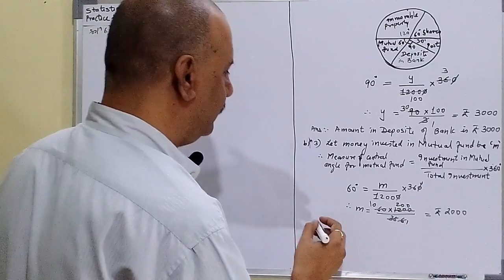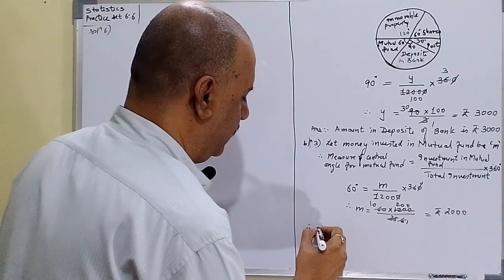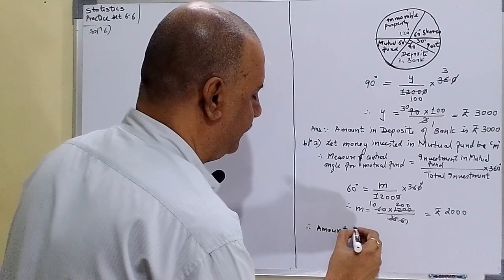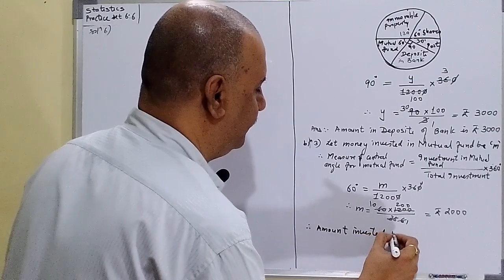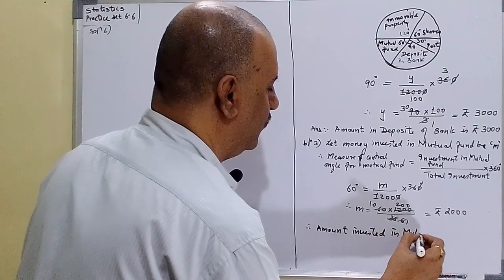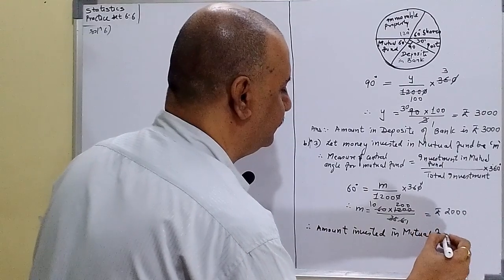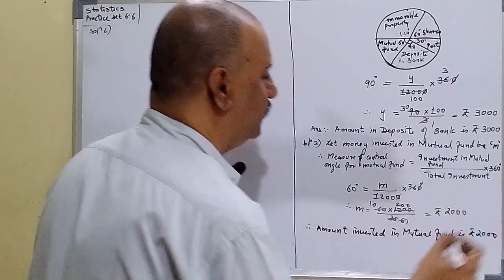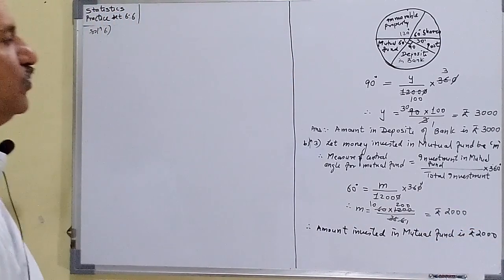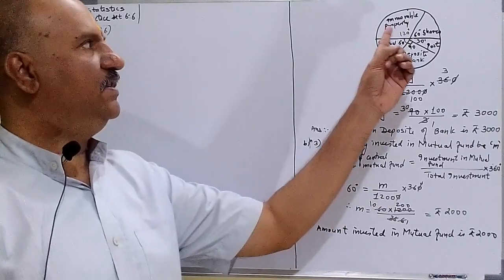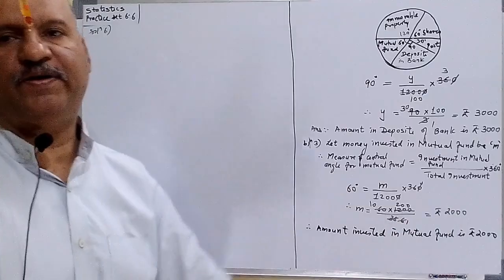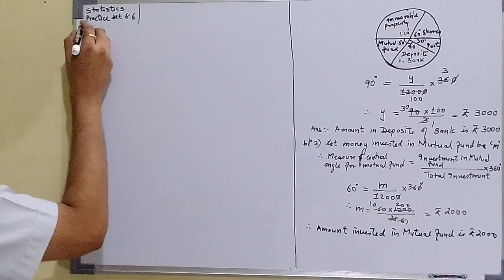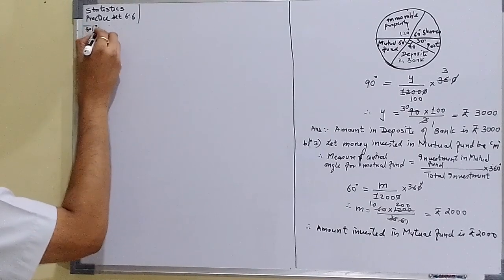Okay. Therefore, the amount invested in mutual fund is rupees 2000. Now we go to investment in immovable property. Okay, this is still Solution 6, third part.